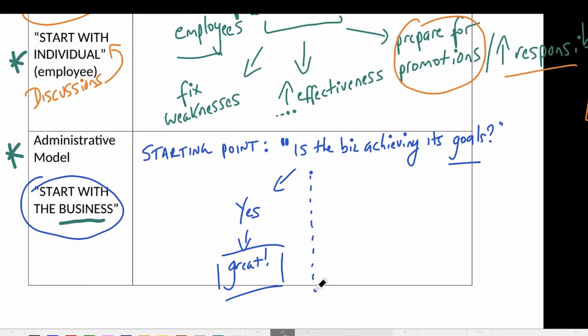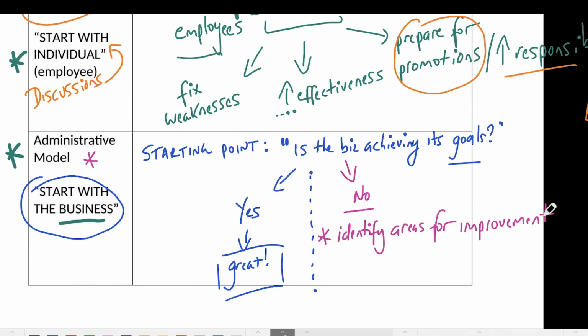that it is much more likely that in some circumstance or some particular area the business is not achieving all of its goals. So what we can do with this administrative model is, if we can see that it's not achieving its goals, we can use this to identify areas for improvement, particularly in terms of what we can do with HR to fix it.